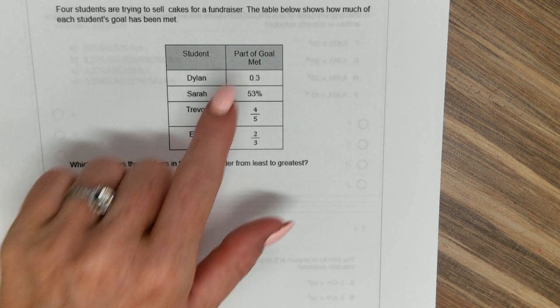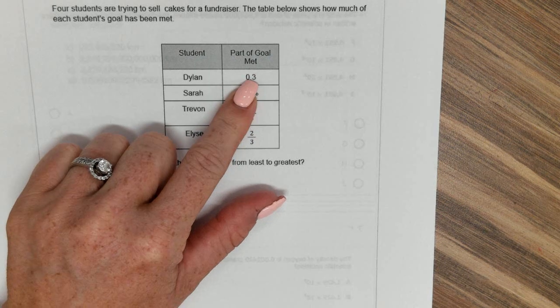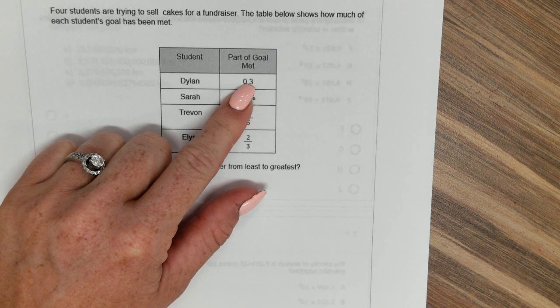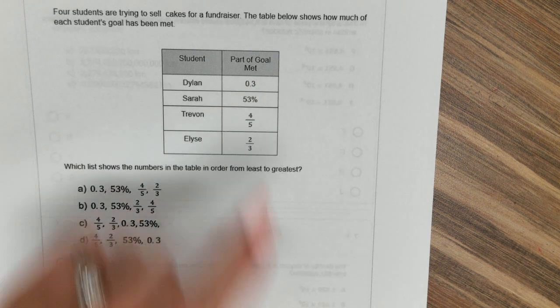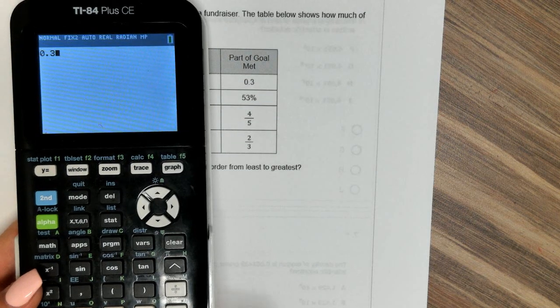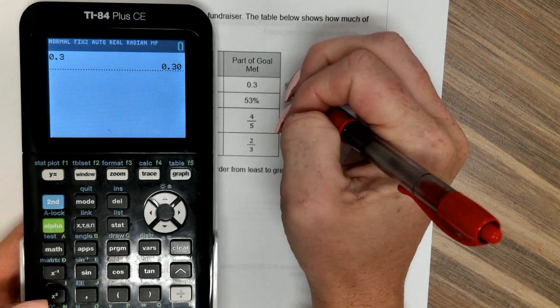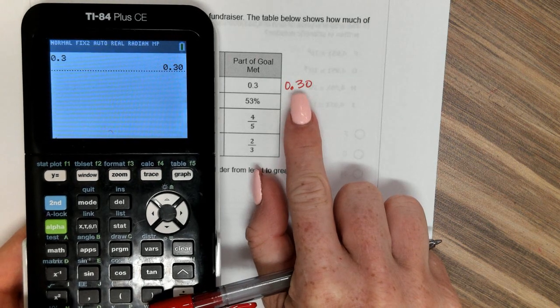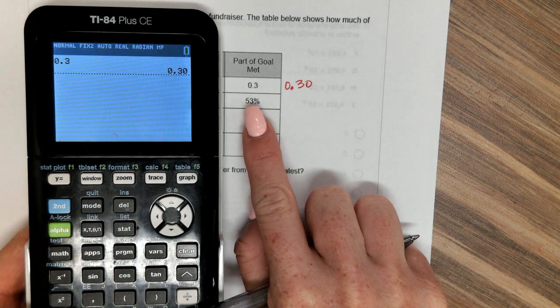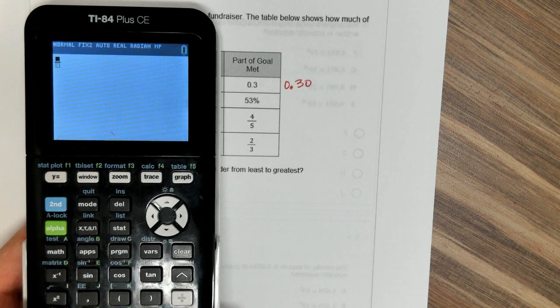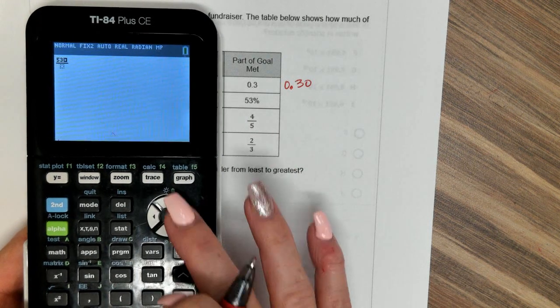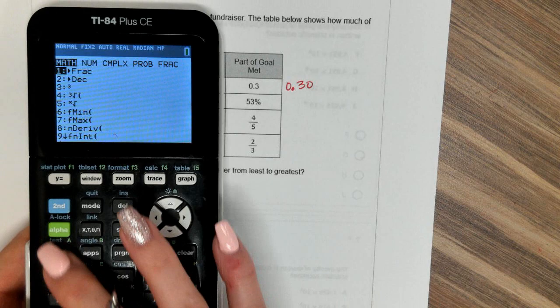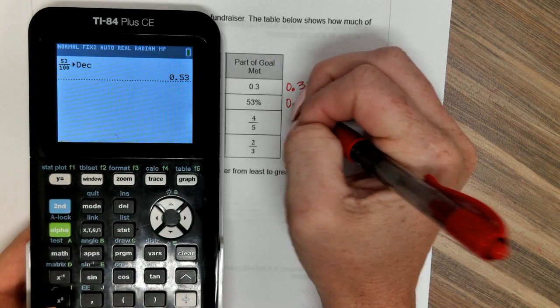Now, look at point 3. Does that have enough numbers to look like money? No, it doesn't. So I put it in my calculator in mode float 2, and it's going to tell me it is worth 30 cents. I absolutely want you to make it look like money. Percent, alpha y equals 53 over 100. Math decimal enter, that's 53 cents.